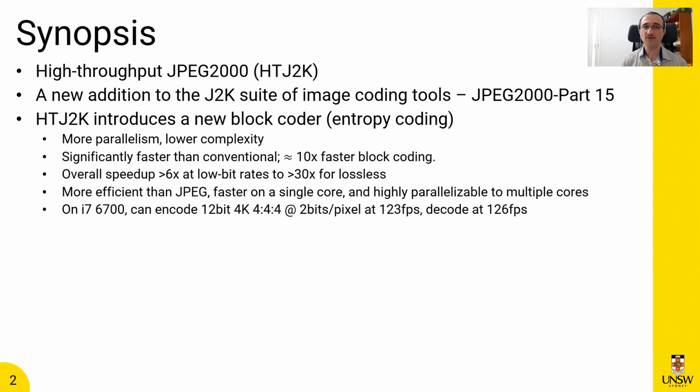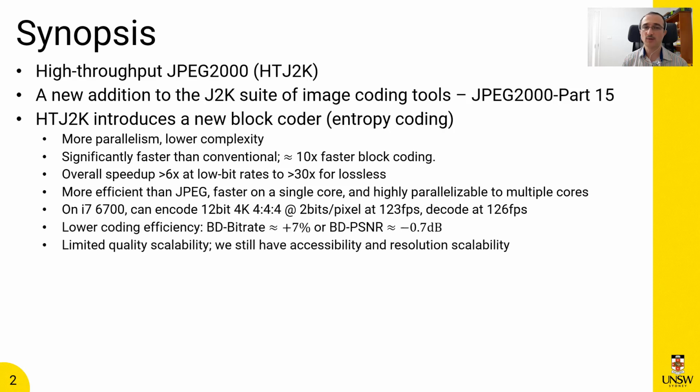So what do we gain from high-throughput JPEG 2000? We gain a much faster block coder, at least 6 times, but can be as high as 30 times faster than the conventional block coder. It is more efficient than JPEG, faster on a single core, and can scale almost linearly with the number of cores. What do we lose?